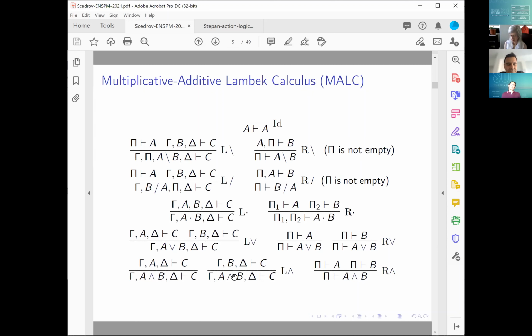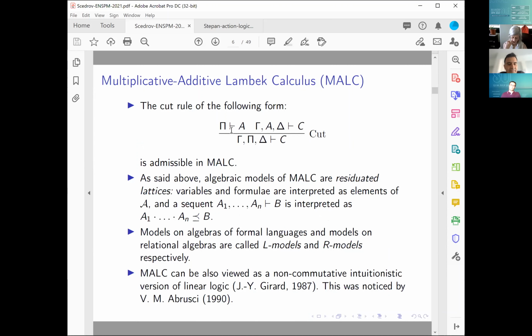Other than that, you have standard Gentzen rules for disjunction and conjunction. The first thing is that the cut rule is admissible. In other words, if you can prove something by using cut, then you can prove it without cut. Algebraic models of this calculus are residuated lattices.